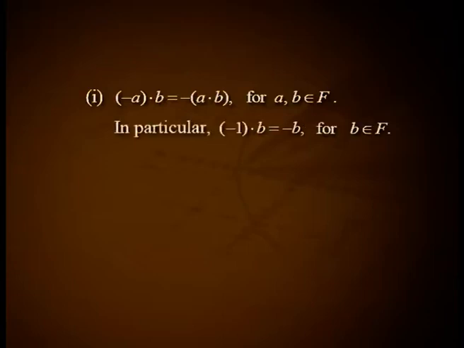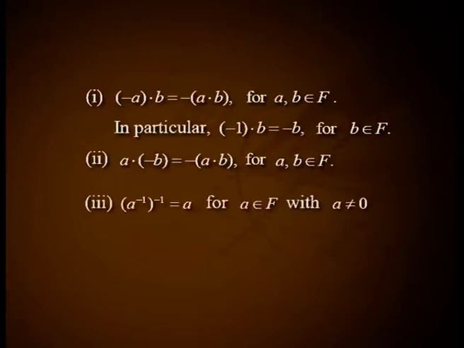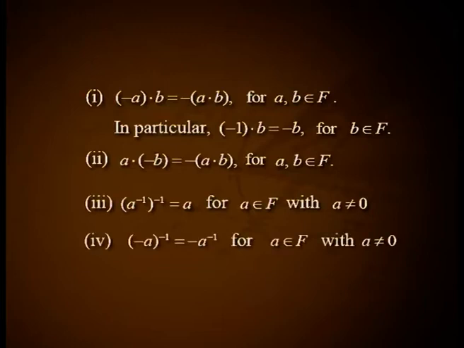Theorem 7. If a and b are elements in a field F, then 1. (−a)·b = −(a·b) for a, b belongs to F. In particular, (−1)·b = −b for b belongs to F. 2. a·(−b) = −(a·b) for all a, b belongs to F. 3. (a⁻¹)⁻¹ = a for a belongs to F with a ≠ 0. 4. (−a)⁻¹ = −(a⁻¹) for a belongs to F with a ≠ 0.